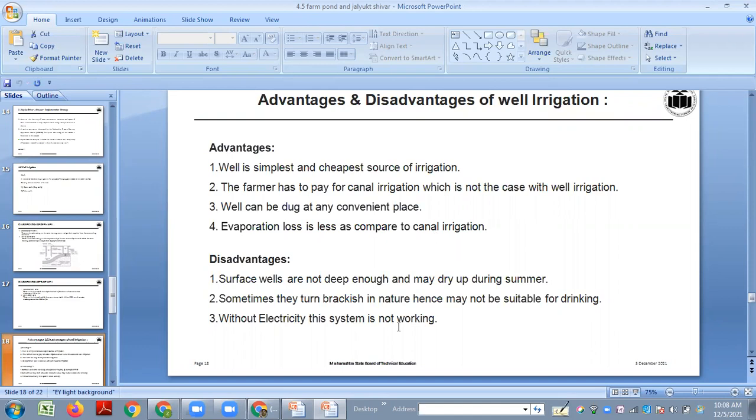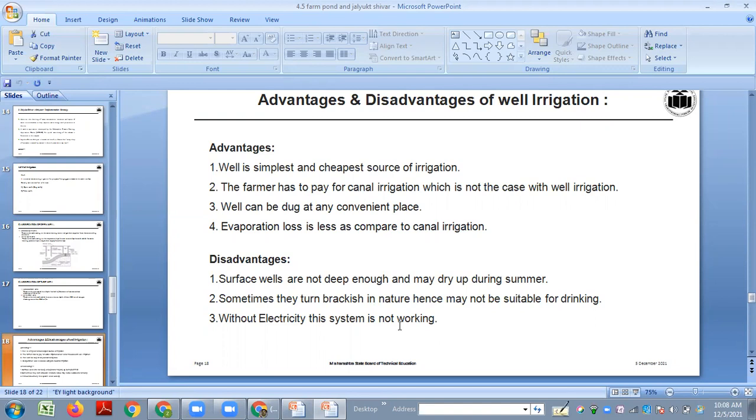Okay, so disadvantages बघा, surface wells are not deep enough and may dry up during summer. Okay, this is what first disadvantage. समर पिरियड मध्ये काय होतं, तुमची ग्राउंड टेबल असतो, वॉटर टेबल, दॅट शुड बी goes below. Okay, so in summer season you cannot find the water in the well. Okay, generally. Then sometimes they turn brackish in nature, hence may not be suitable for drinking. Sometimes it is not suitable for drinking.